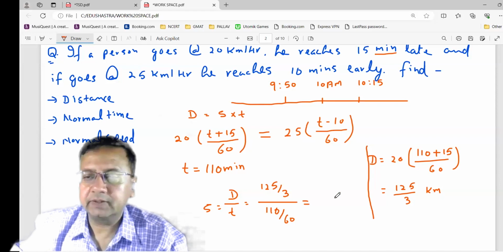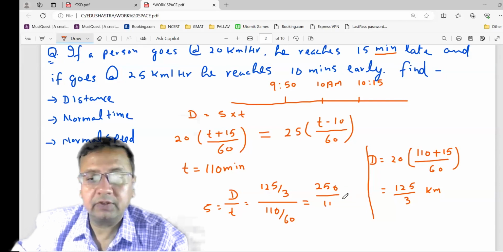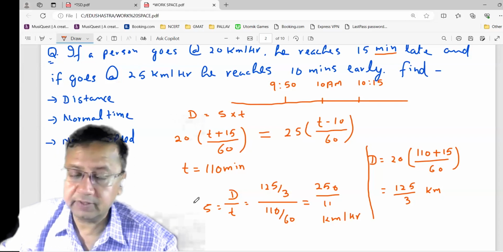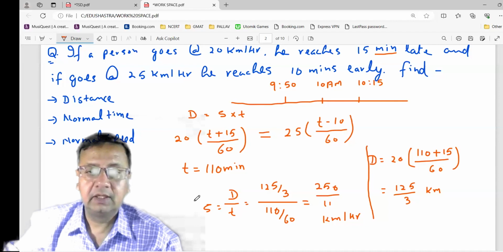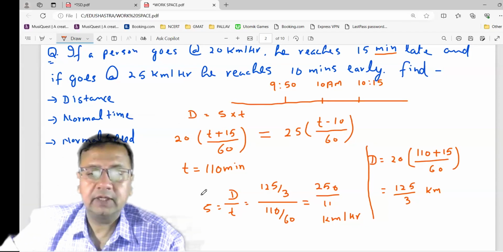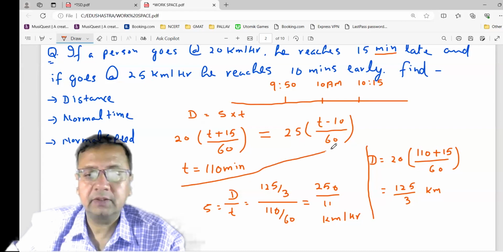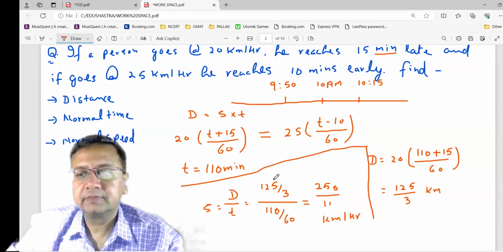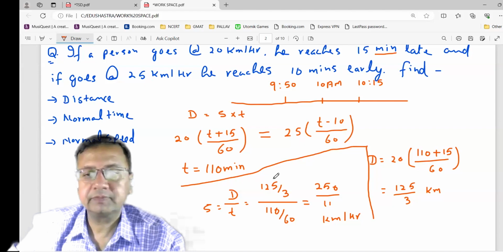What is the speed you are getting? Yes, Akshay, this is 250 divided by 11. What is the unit? Kilometer per hour. Right. So unit is very important. So distance is there, time is there, speed is there, and all three we have calculated for this particular example. Any query, any question?